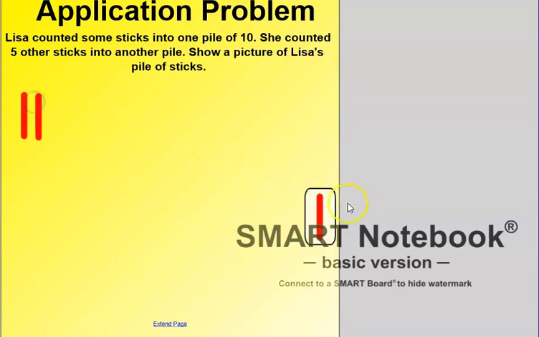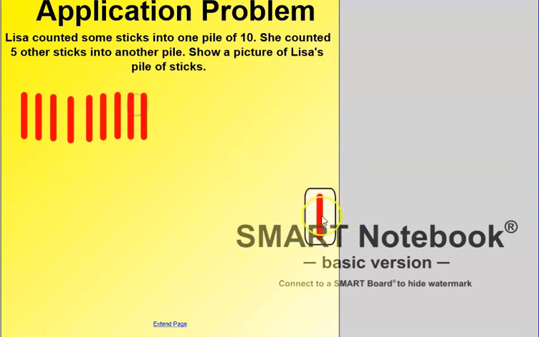1, 2, 3. Can you help me count? 4, 5, 6, 7, 8, 9, 10. Okay? She counted 5 other sticks into another pile.